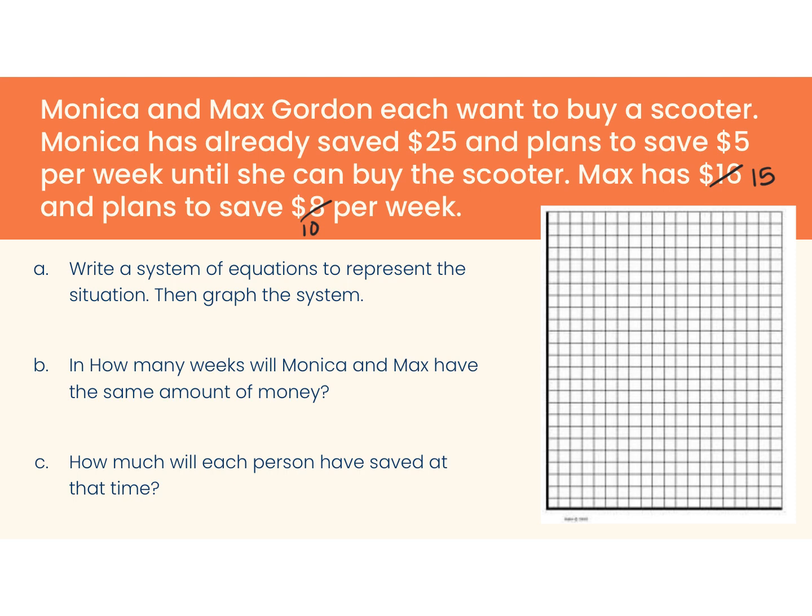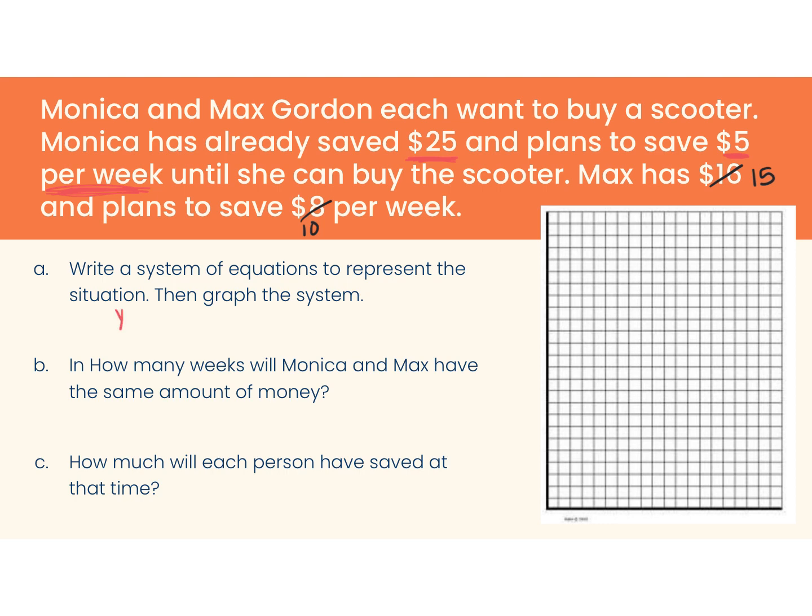Okay, so now we're going to answer our questions A, B, and C. A says, write a system of equations to represent the situation, then graph. Okay, so let's start with Monica. I'm going to put Monica in red. And it says that Monica has already saved, so she has $25, and she plans to save $5, and then you have these words per week. When it says per week, that means I need a letter there. So let's just use X for my weeks.